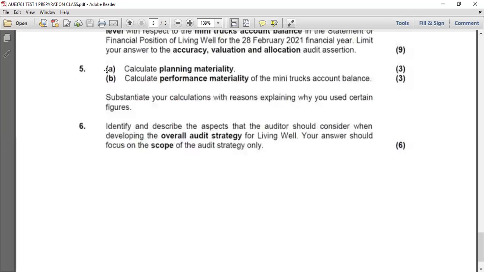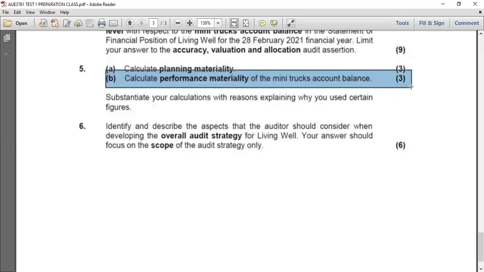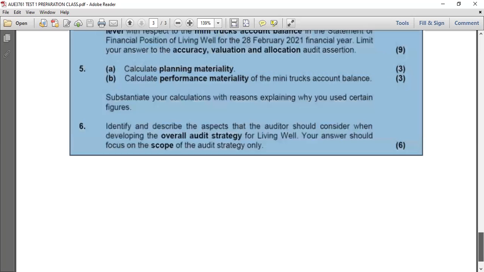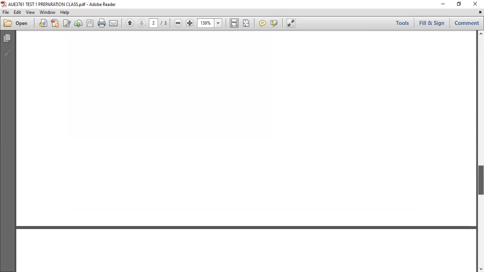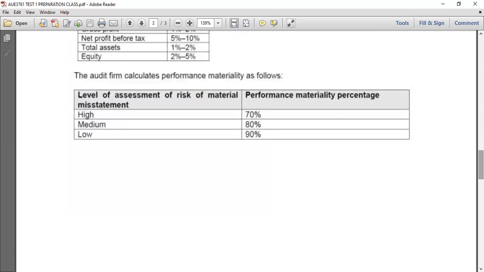Okay, they also wanted the performance materiality for mini trucks. Performance materiality now would use the percentages that are given here. You evaluate as an auditor the percentages that you can use. Like in this entity, the audit firm has got set performance materiality levels.